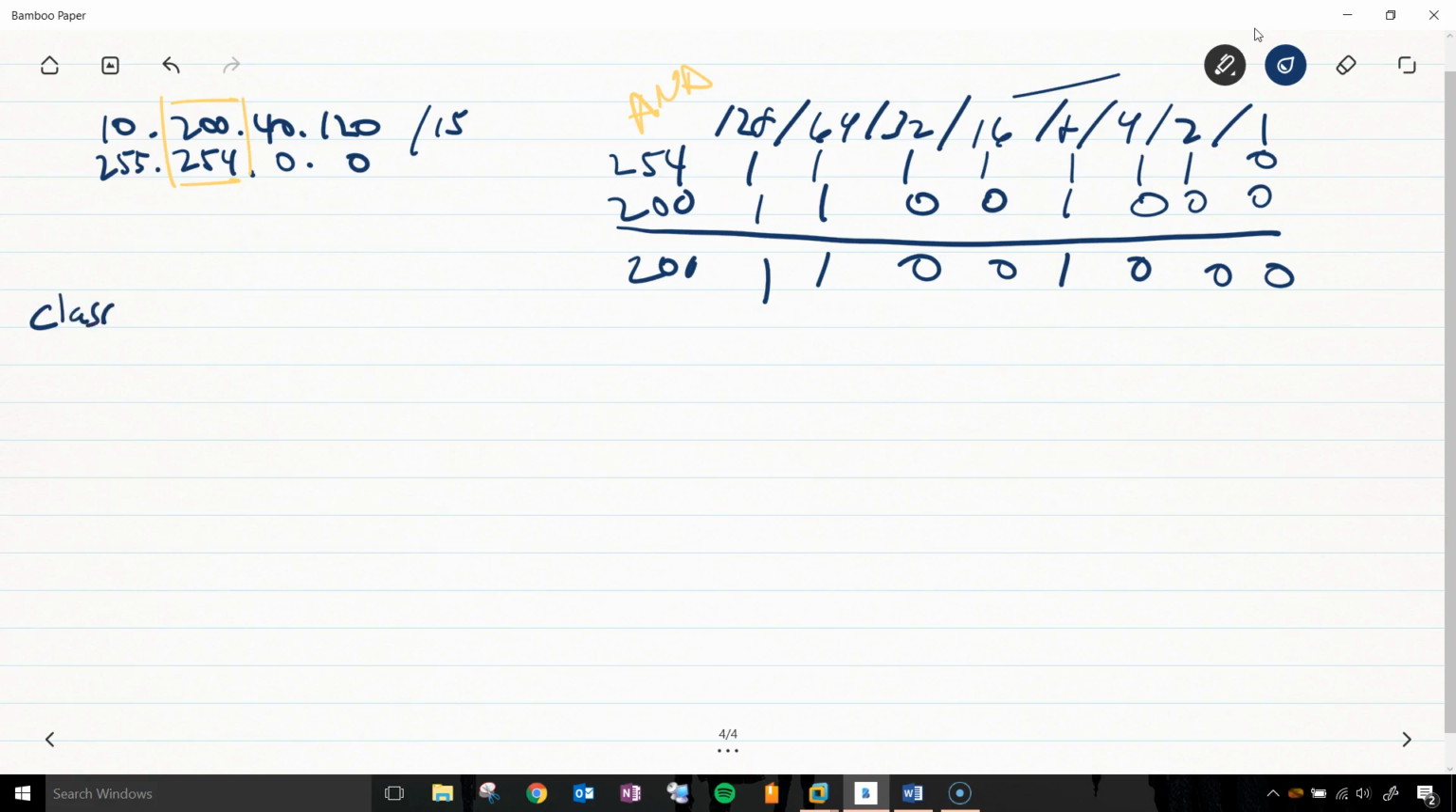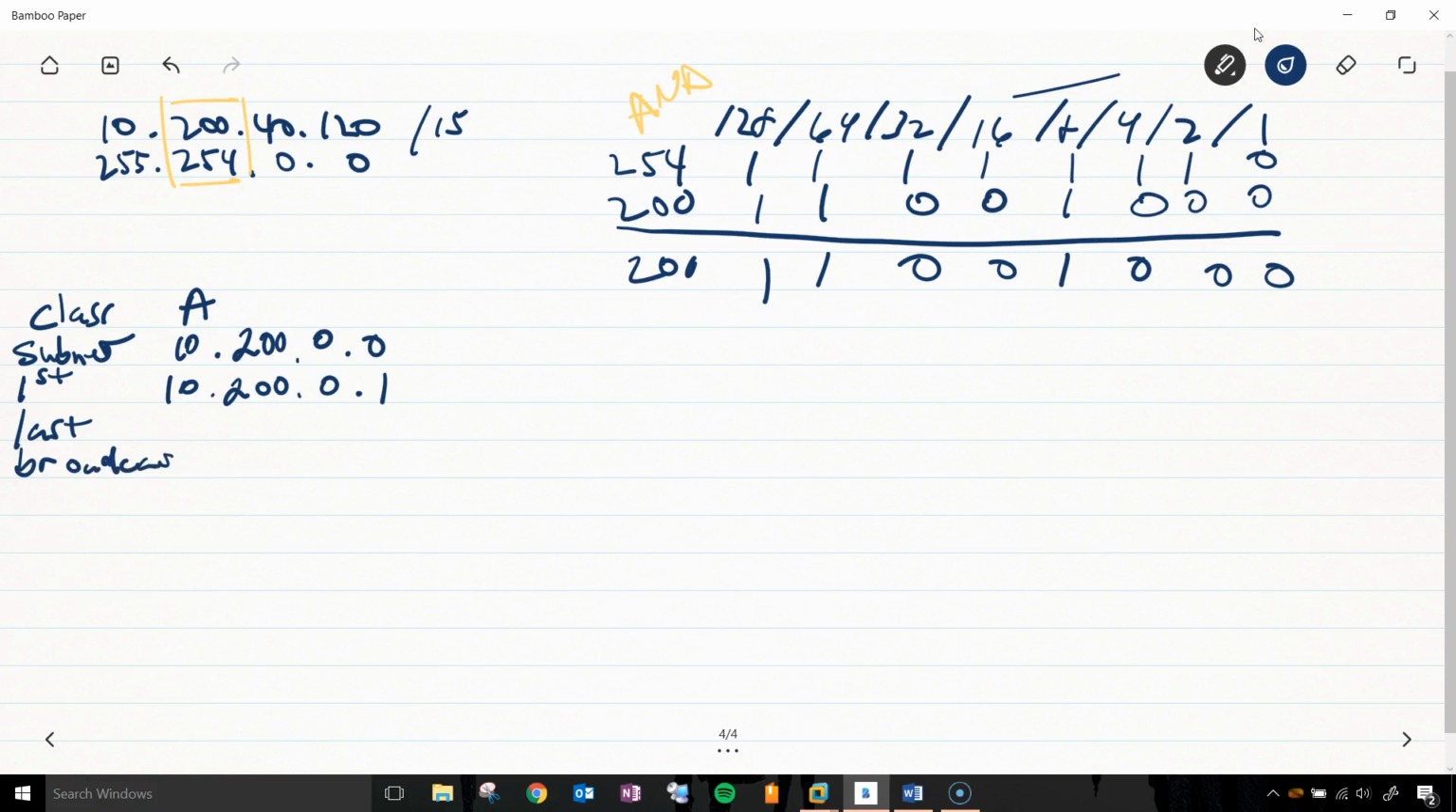So we already determined the class as Class A based on the first octet. The subnet address is 10.200, and the rest of them are zeros. The first IP will be 10.200.0.1. And then the last, the broadcast, the number of subnets, and the number of usable hosts.